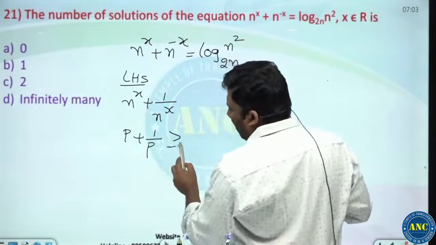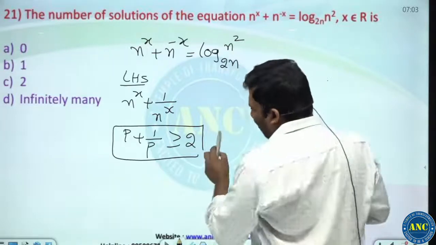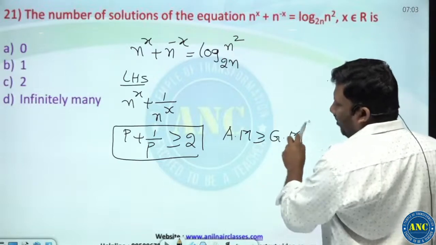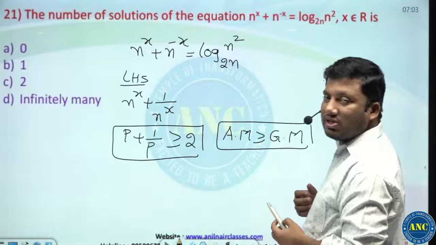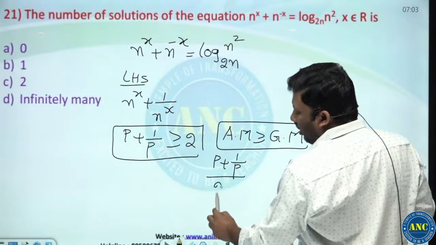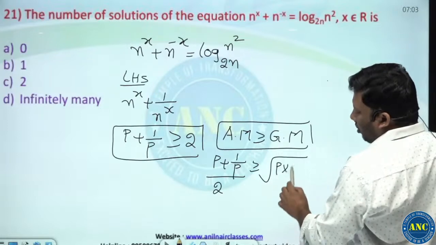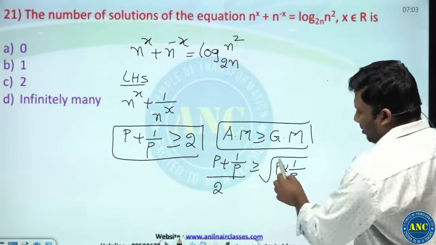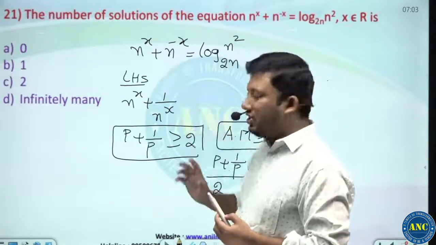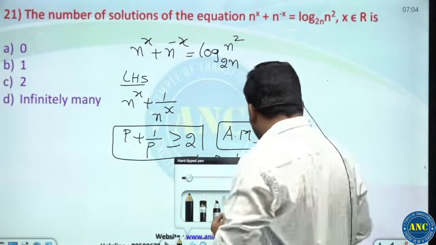P plus 1 by p, a variable and its reciprocal, is always greater than or equivalent to 2. From where did we derive this concept? AM greater than or equivalent to GM. Arithmetic mean is defined as the sum of the quantities by the number of quantities. The sum of the quantities is P plus 1 by P. There are two quantities, so divided by 2, greater than or equivalent to the geometric mean, which is the square root of the product of the two variables. So on the left hand side, a variable and its reciprocal, the minimum value will always be 2.